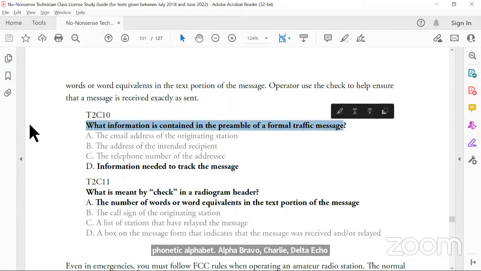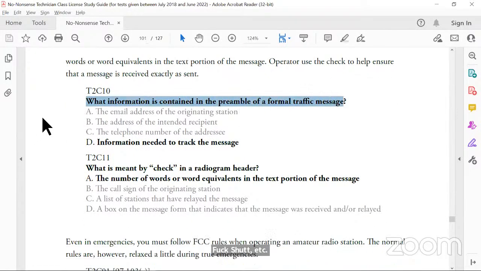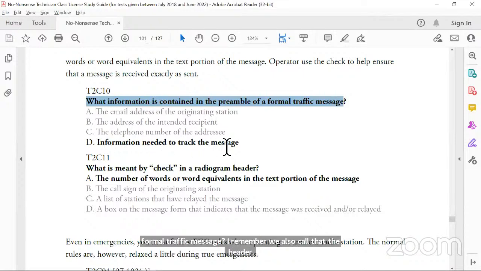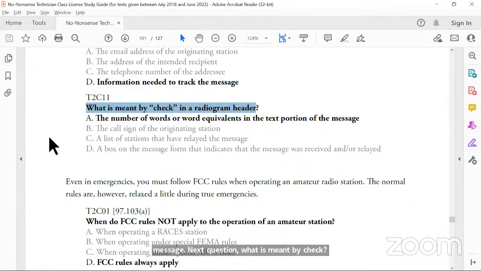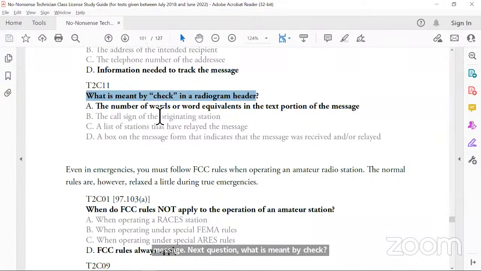What information is contained in the preamble of a formal traffic message? Remember, we also call that the header. Well, it's information that is needed to track the message. Next question. What is meant by check in a radiogram header? It means the number of words or word equivalents in the text portion of the message.